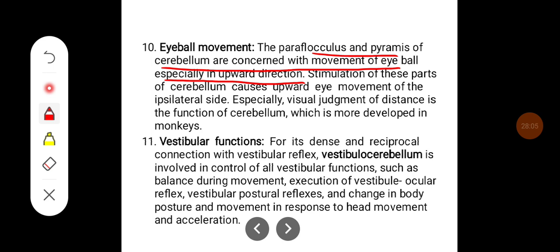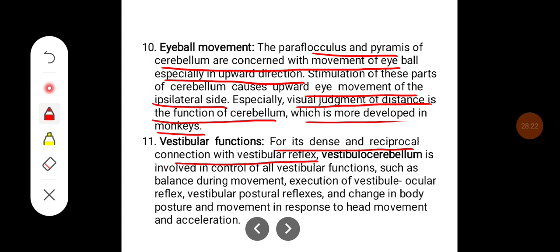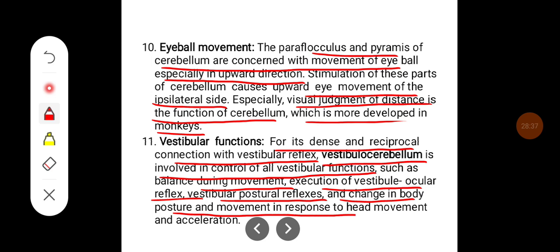Stimulation of these parts of cerebellum causes upward eye movement of the ipsilateral side. Especially the visual judgment of distance is function of cerebellum, which is more developed in monkeys. Important for vestibular function. For its dense and reciprocal connection with vestibular reflex, vestibulocerebellum is involved in the control of all vestibular functions such as balance during movement, execution of vestibulo-ocular reflex, vestibular postural reflex, and change in the body posture and movement in response to head movement and acceleration.